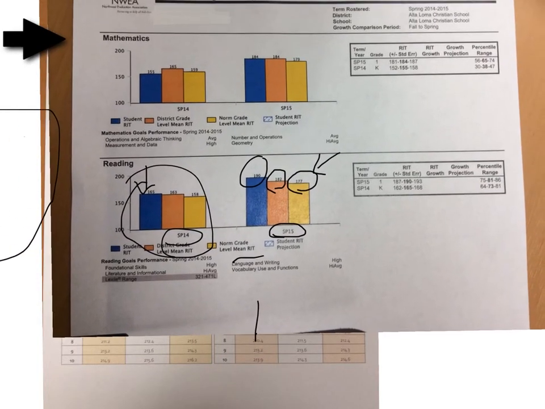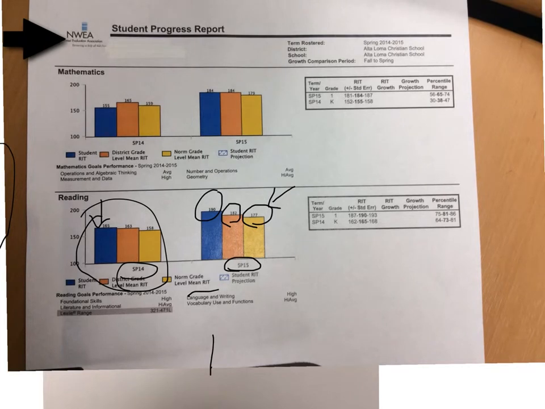We can also look at their national percentile range, which we can find over here. And it's the bold number in the middle, so you can see for math in spring of 2014, the student was at a 38th percentile, below the national average, and then for first grade, they went up to the 65th percentile, so 15 percentile points above the national average. And then for reading in kindergarten, they were at the 73rd percentile, and in first grade, it's 81.